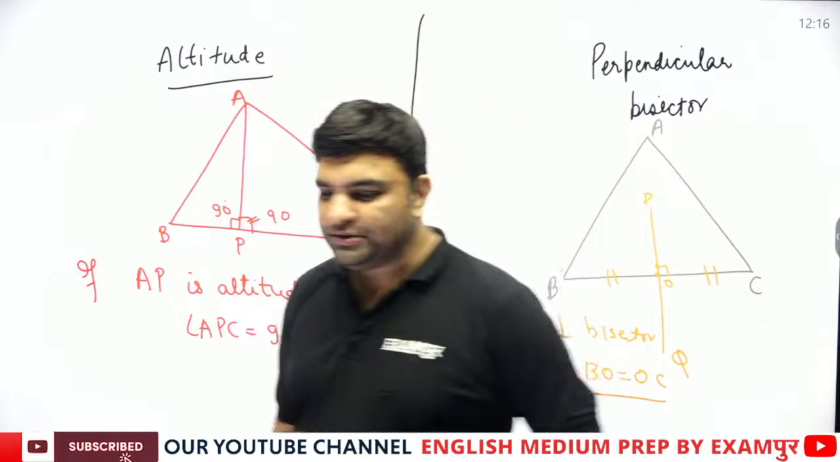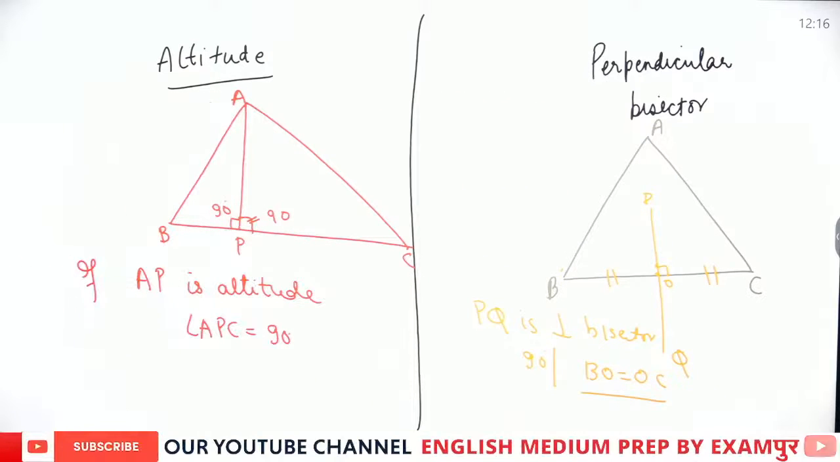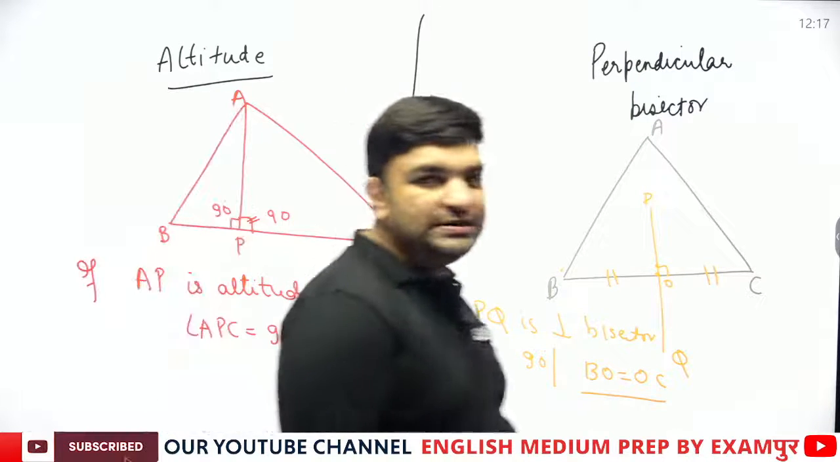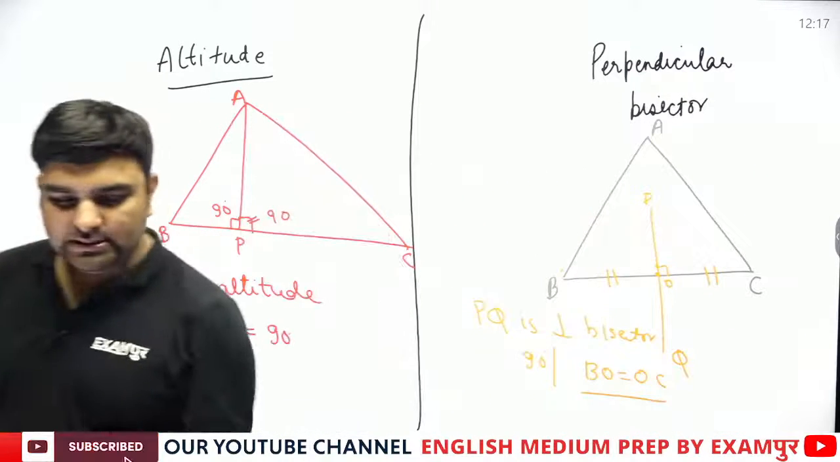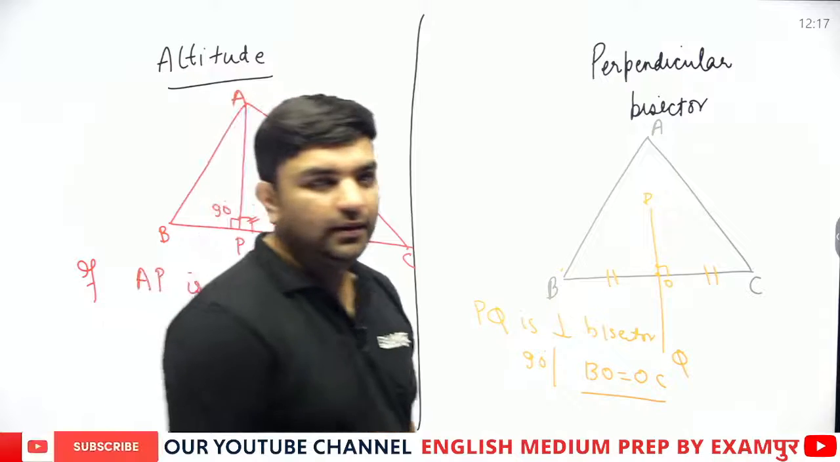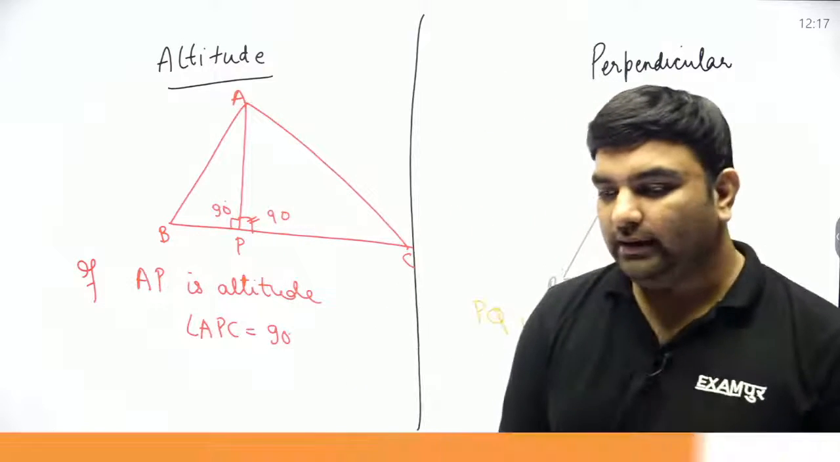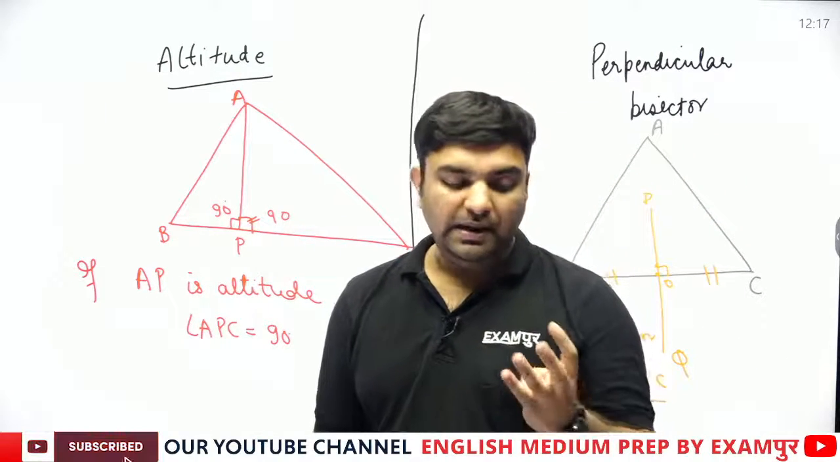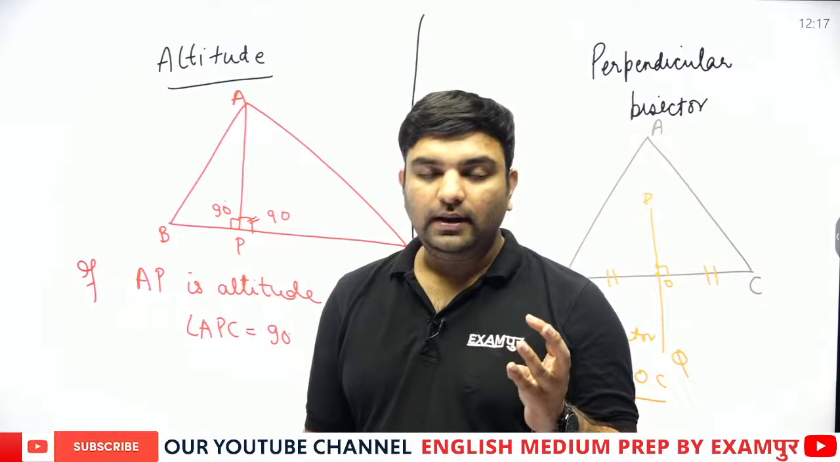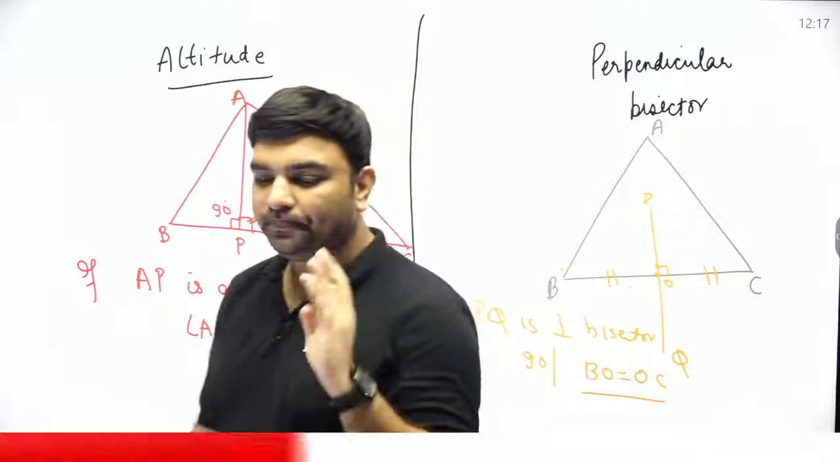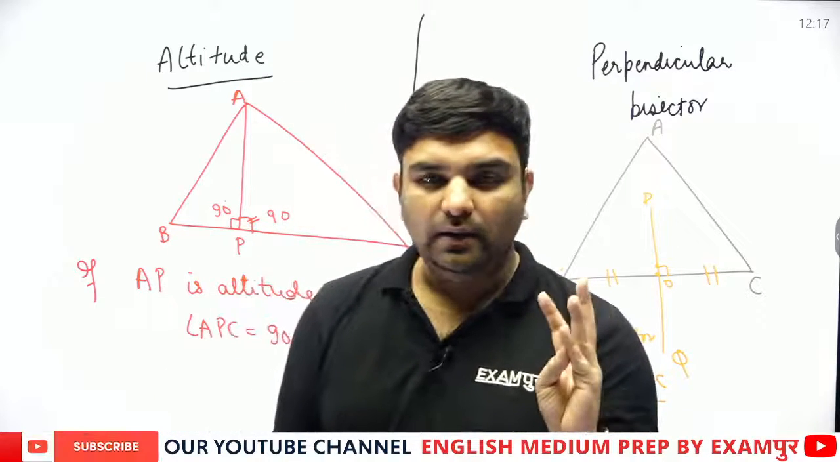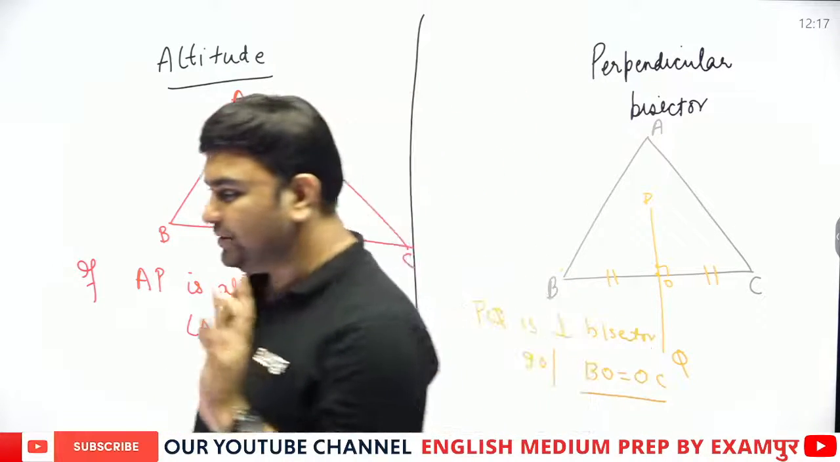All the four definitions clear, guys? These are the four different lines which we are going to deal with: median, angle bisectors, perpendicular bisectors, and altitudes.